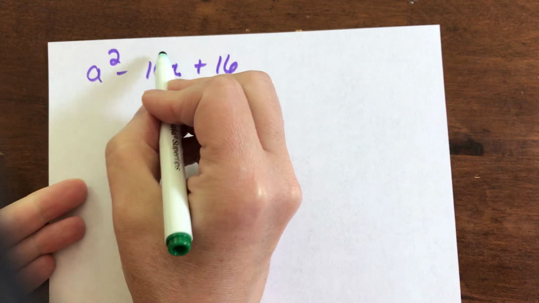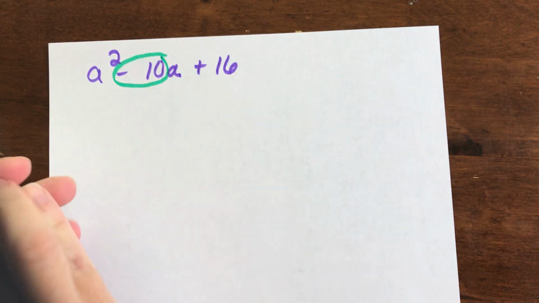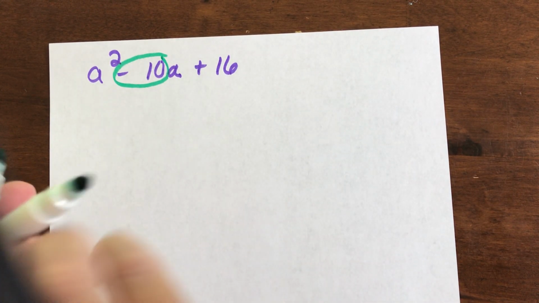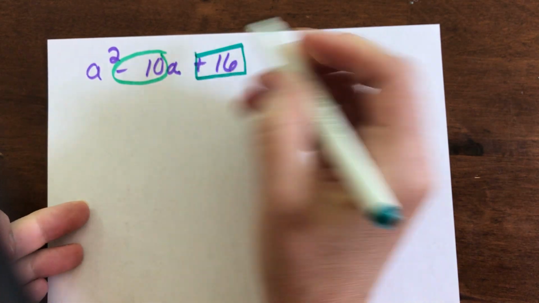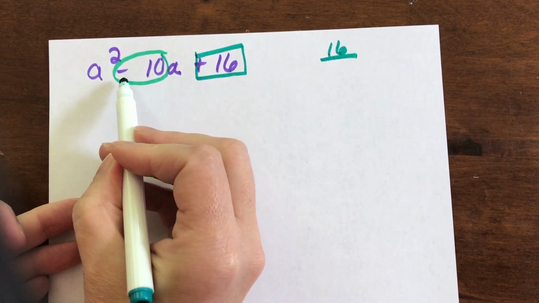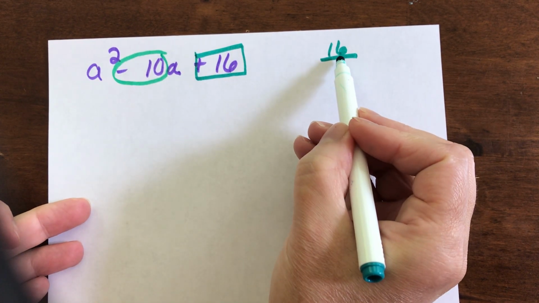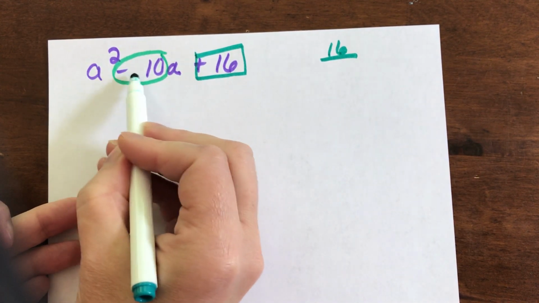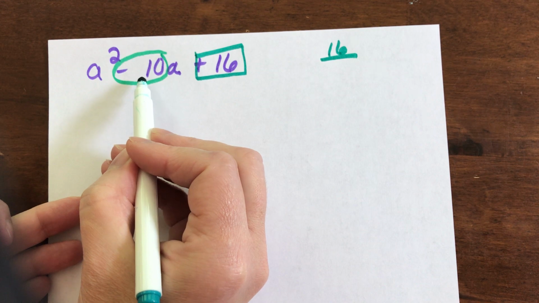My magic middle number is negative 10. The number that I have to find a factor for is positive 16. So let's list the factors for 16. Now the thing is, I need to come up with factors of positive 16, but they have to equal negative 10 when I add them. So what's going to end up happening?